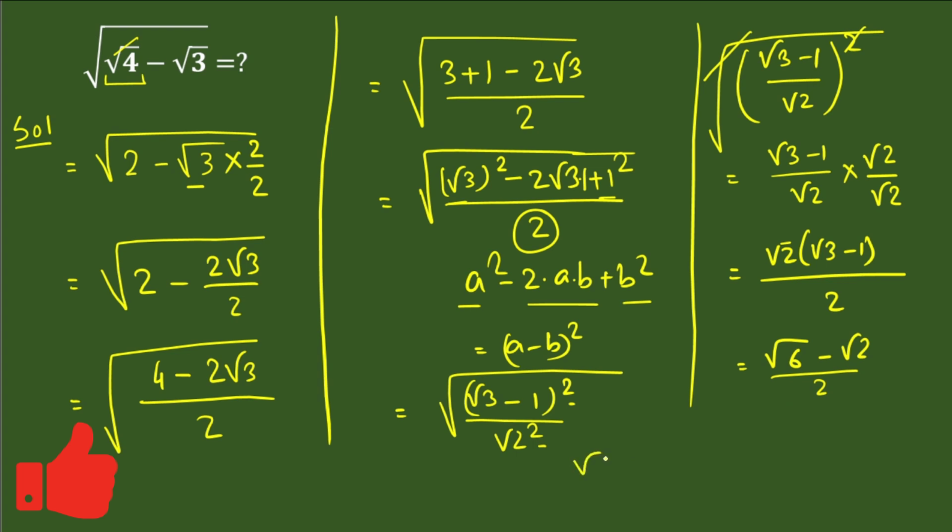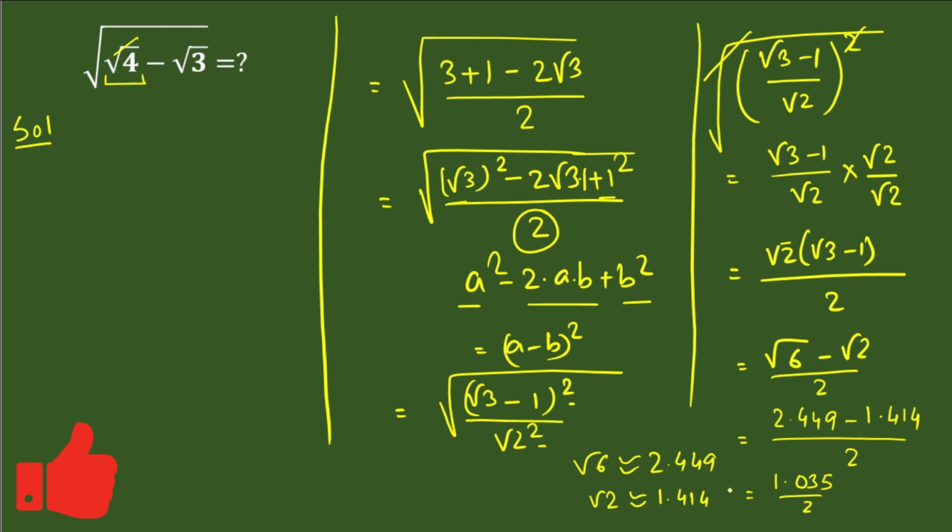The value of square root 6 is approximately 2.449, and the approximate value of square root 2 is 1.414, right? So our new expression will be, in place of square root 6, 2.449, minus square root 2, which is 1.414, and that is divided by 2. Now if we solve this, it becomes 1.035 divided by 2. So the value of this term is approximately 0.575, and this will be the answer of this expression.